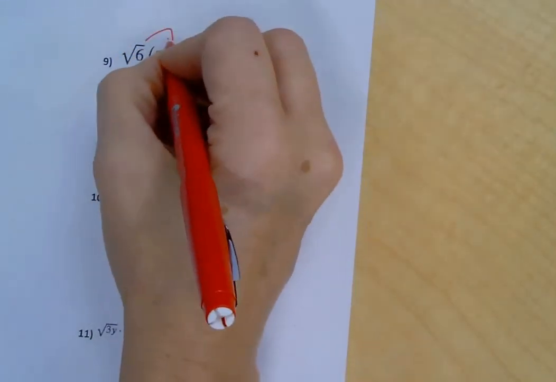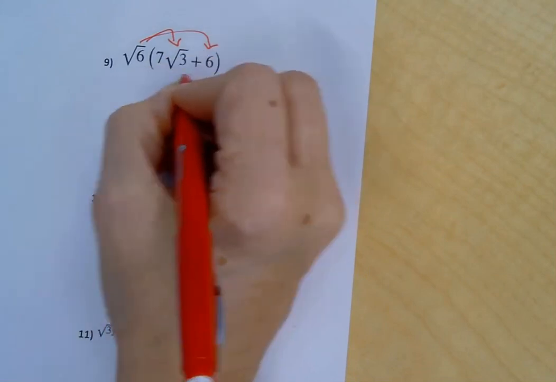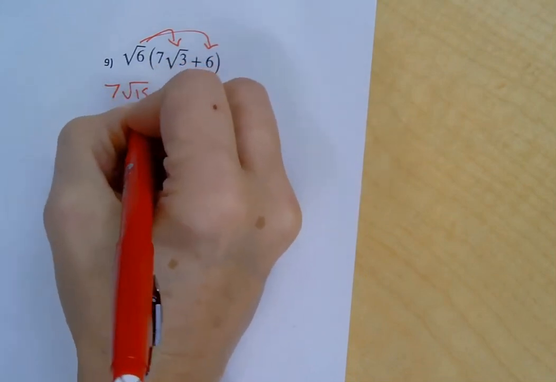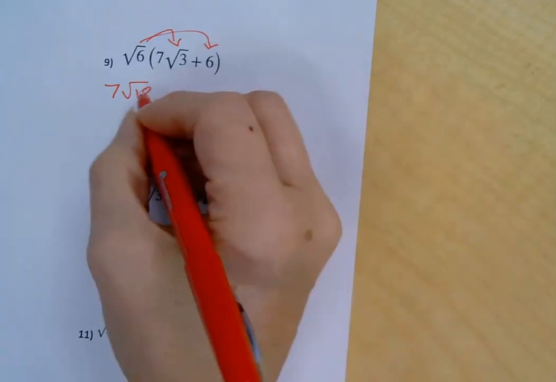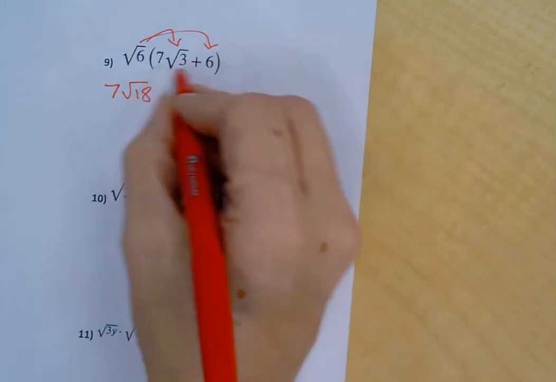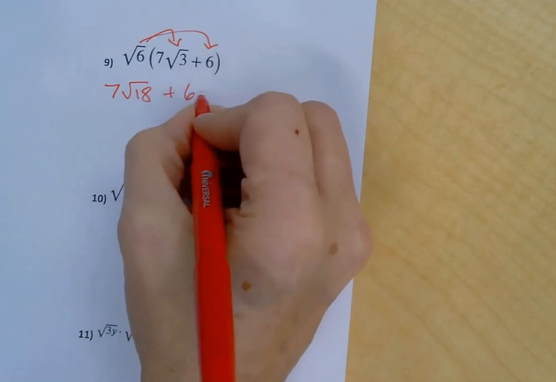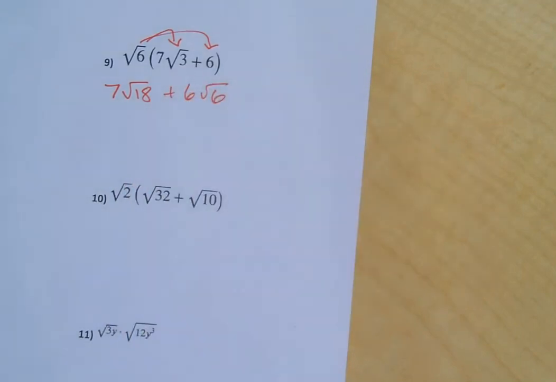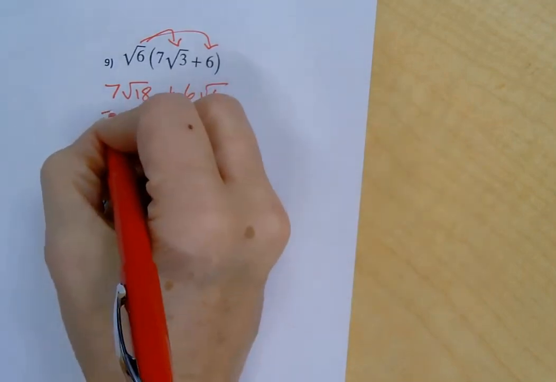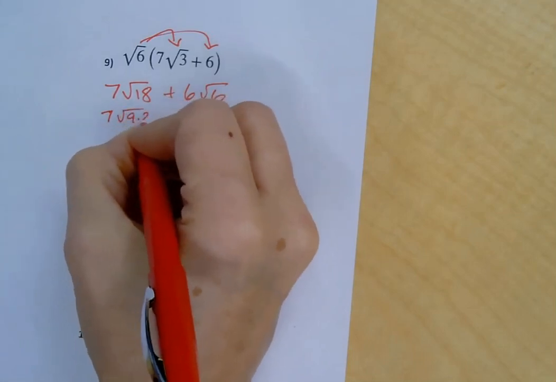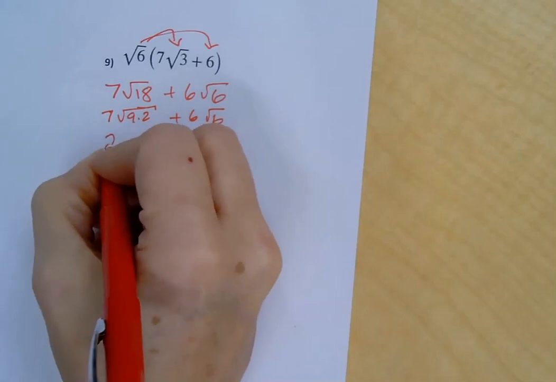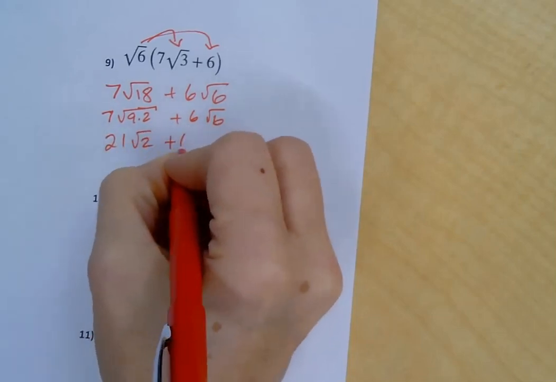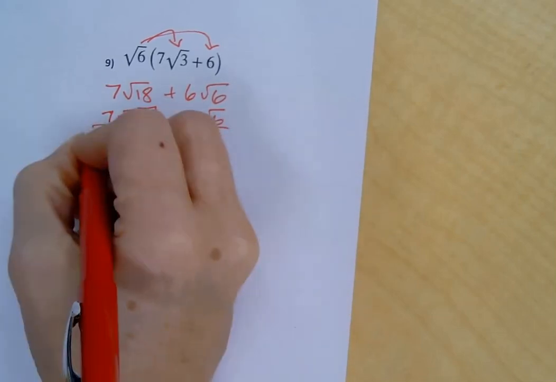Square root of 6 times 7 times the square root of 3. I know that's 7 times the square root of 18, right? Because square root of 3 times square root of 6 is 18. Square root of 6 times square root of 6 is going to be 6 roots of 6. And I know that this is 7 times the square root of 9 times 2 plus 6 times the square root of 6. And so that's 21 roots of 2 plus 6 roots of 6. That's my answer.